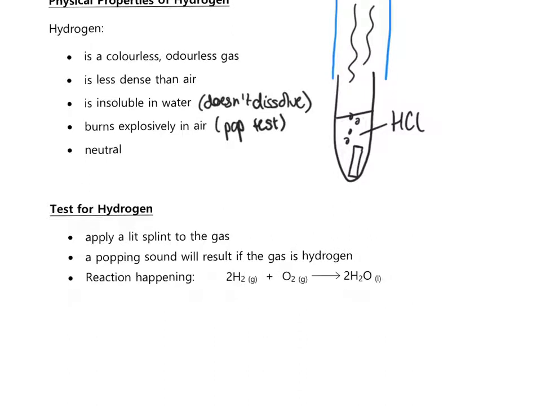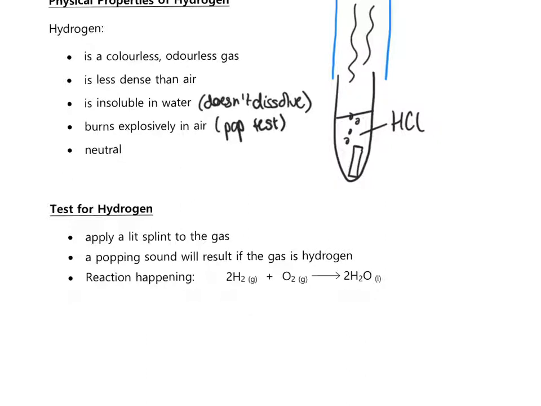The test for hydrogen is, first of all, what do you do to test for hydrogen? Well, you apply a lit splint to the gas. And then what happens if it's hydrogen? So think, what do you do? Apply a lit splint. What happens if it's hydrogen? A popping sound will result if the gas is hydrogen.